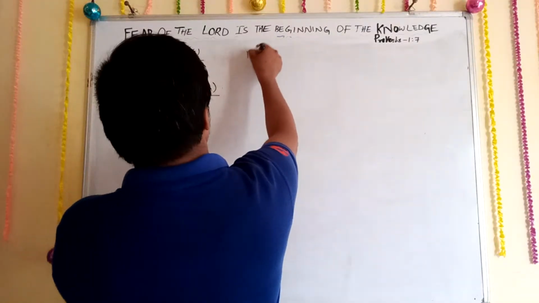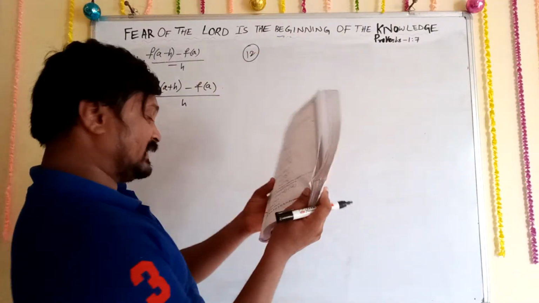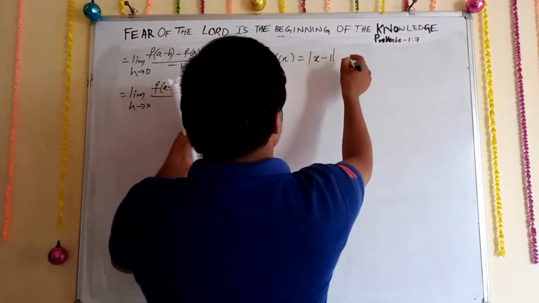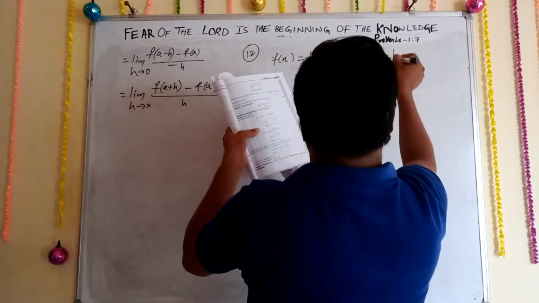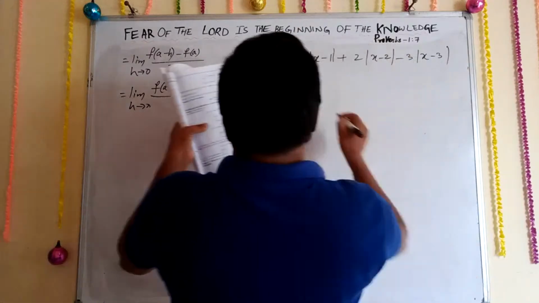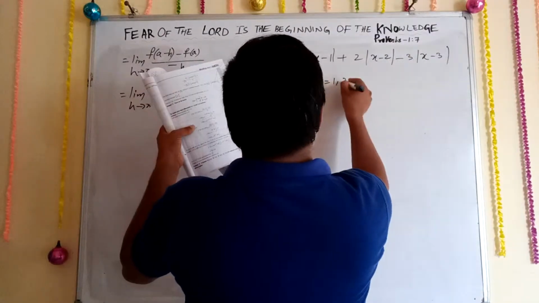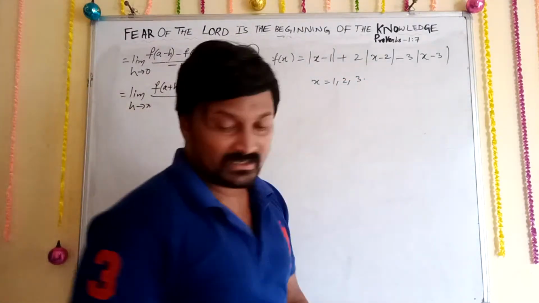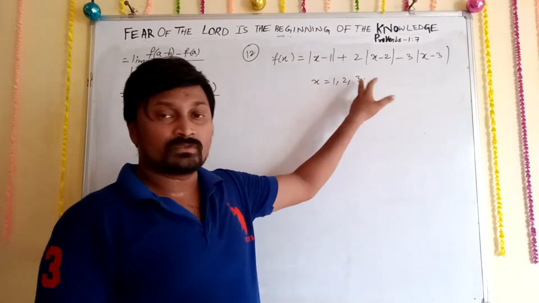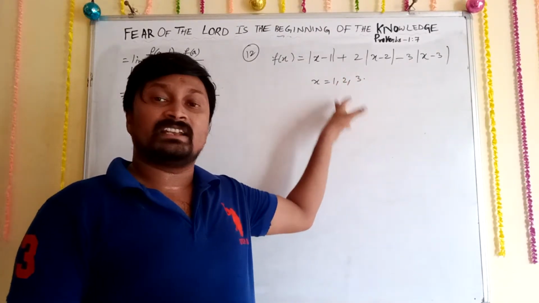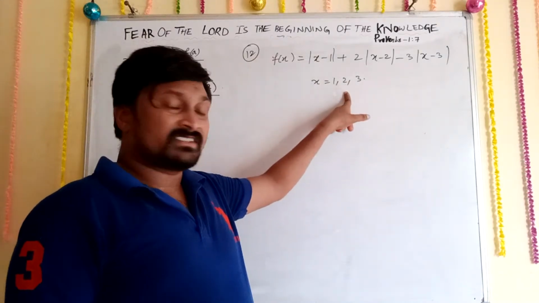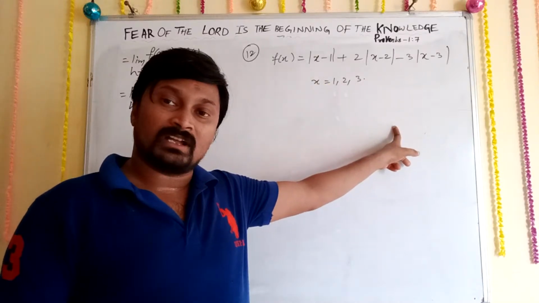Now example number 12, which was given in previous years. F of x is equal to modulus of x minus 1 plus 2 into modulus of x minus 2 minus 3 into modulus of x minus 3. It is continuous at x equal to 1, 2, 3. Then examine its differentiability. Listen to this carefully. I need to check differentiability because it is continuous at 1, 2, 3. At these places we need to check whether it is differentiable or not: at x equal to 1, at x equal to 2, and at x equal to 3.